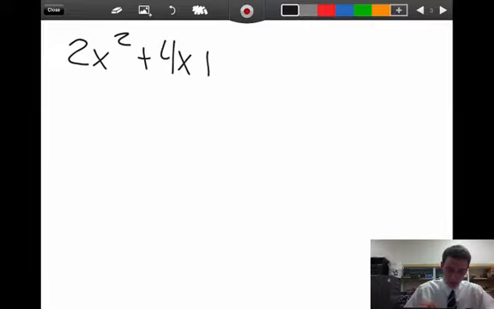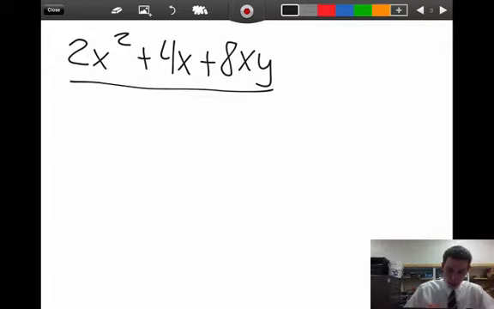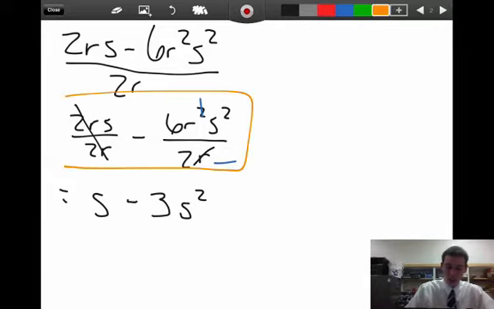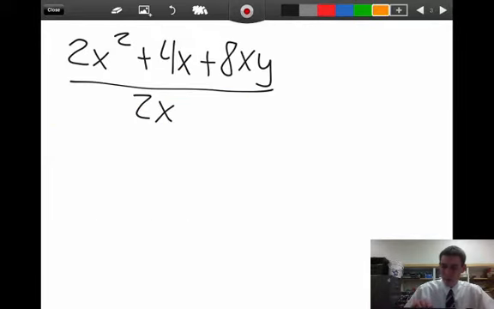And what if we have something like 2x squared plus 4x plus 8xy divided by 2x? Now instead of writing it out like before, we can simply write it like this. 2 divided by 2 times x.